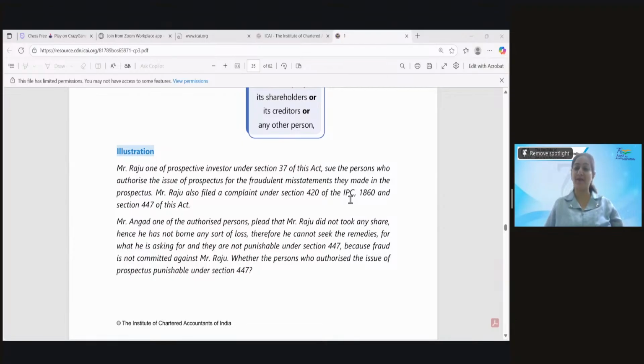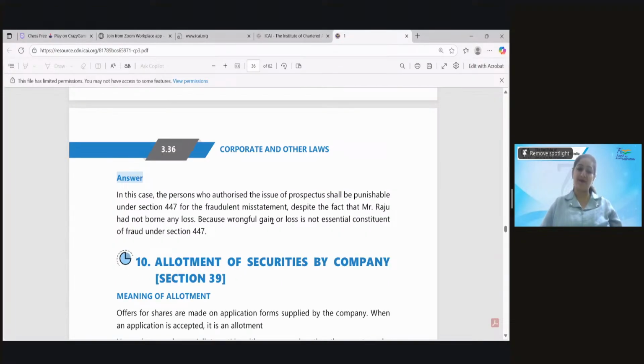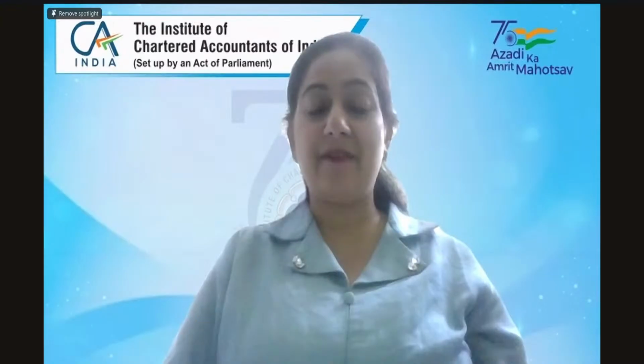Yes, Mrs. Savya. Ma'am, the person will be punishable, because whether there is a wrongful gain or wrongful loss or not, the person will come under the category of having made a misstatement. Excellent. Very good. Everybody got clear on this one?